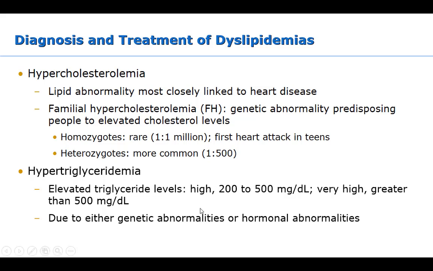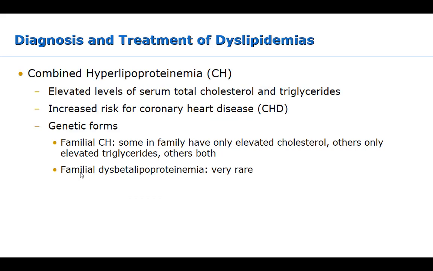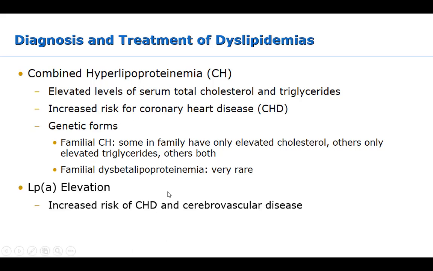Hypertriglyceridemia, as we saw earlier, elevated triglyceride levels could be due to genetic or hormonal abnormalities. This is not directly linked with heart disease. Combined hyperlipoproteinemia, which is both cholesterol and triglyceride, has increased risk of coronary heart disease. It also has genetic forms. Lipoprotein A elevation could be present in some patients, with increased risk of coronary heart disease. This test is not done routinely, but in special cases you may have to order it.